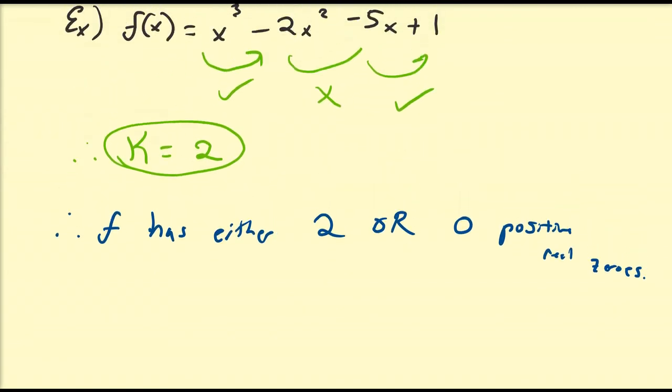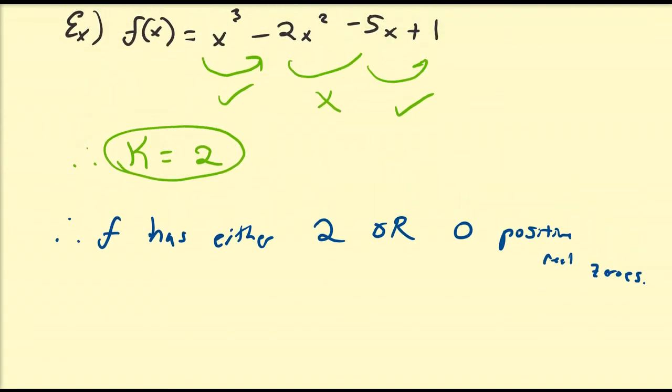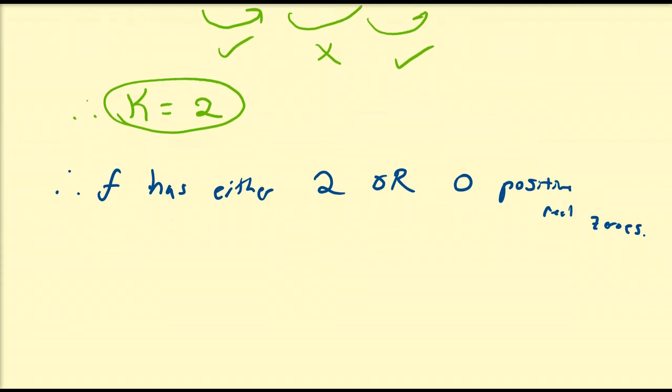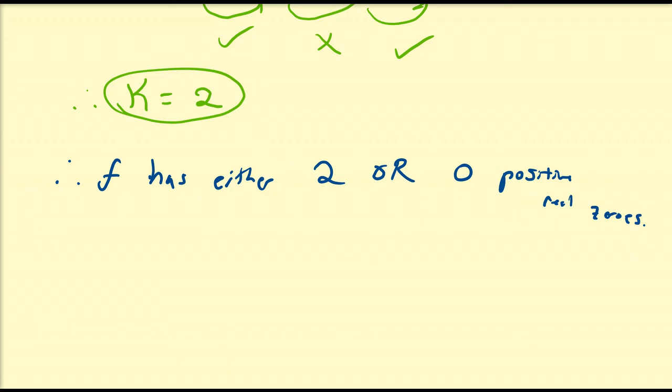So this polynomial has degree 3, so by the fundamental theorem of algebra, we know that this polynomial has exactly 3 complex zeros. So Descartes' rule of signs tells us how many positive real zeros this could possibly have. And it says that either 2 or 0 are going to be positive.